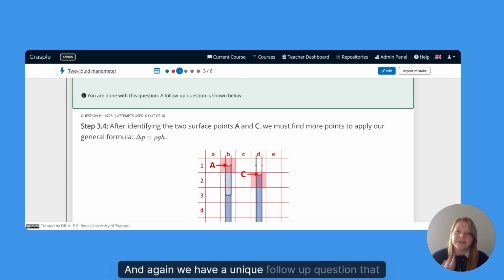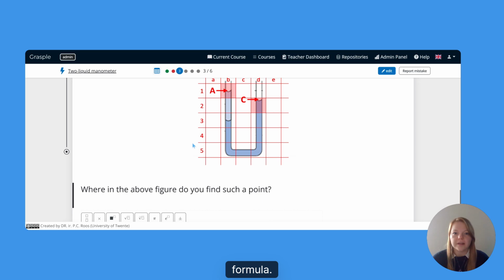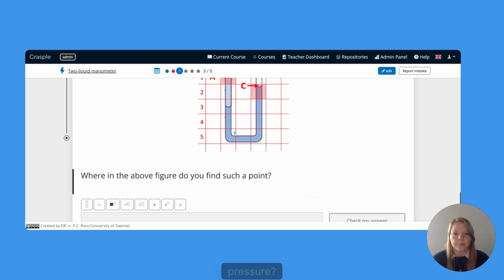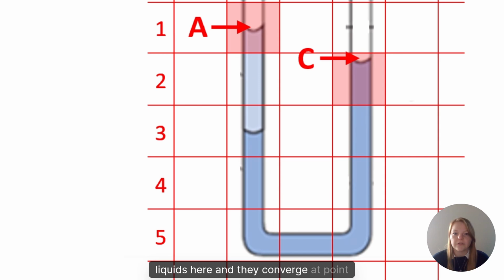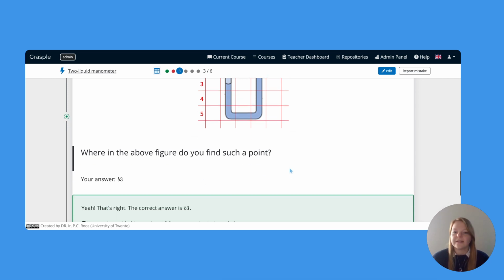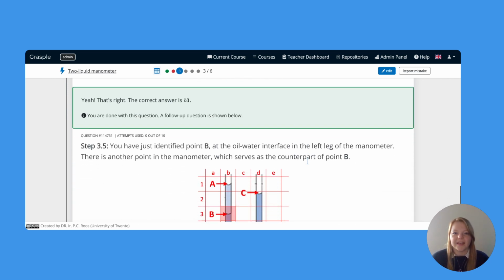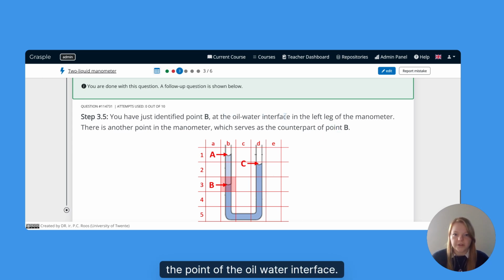And again, we have a unique follow-up question that responds to the first two answers that we gave. So after identifying the first two surface points A and C, we must find more points to apply this pressure formula. Where else are we going to see pressure? And we can see that there's actually two different liquids here, and they converge at point B3. So let's do B3. Great. And we've just identified point B, the point of the oil-water interface.